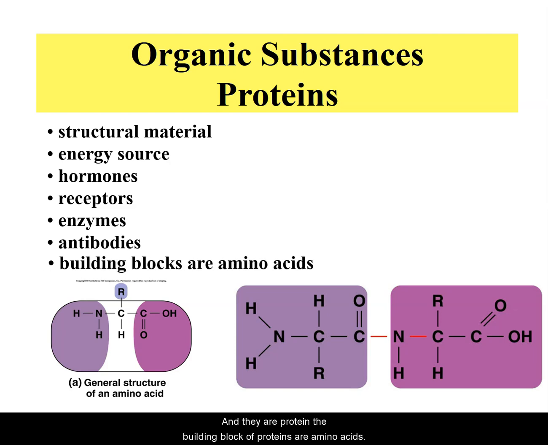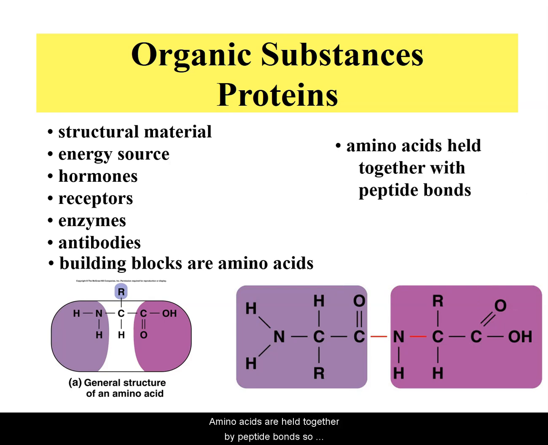The building blocks of proteins are amino acids. Amino acids are held together by peptide bonds. So we have one amino acid here, the general structure of an amino acid, and notice that you have this hydrogen here, and when we were talking about hydrogen bonds, there's a hydrogen here. Hydrogen bonds are easily formed and easily broken, so this is an amino acid linked together by this peptide bond, and this peptide bond between this carbon and the nitrogen with this hydrogen is easily formed and easily broken.